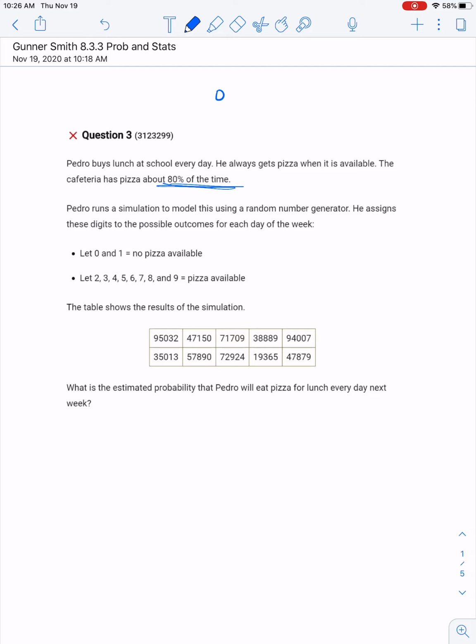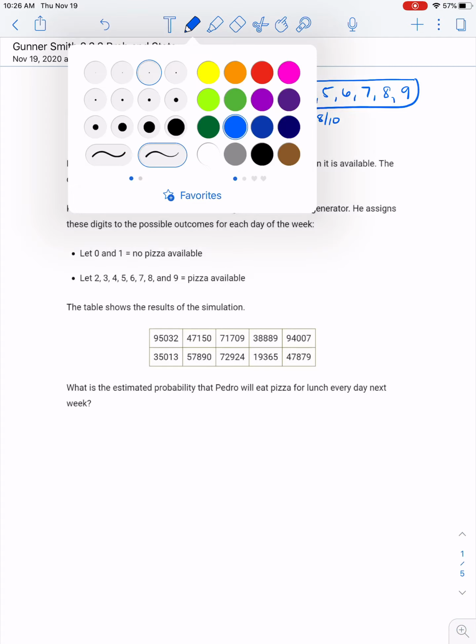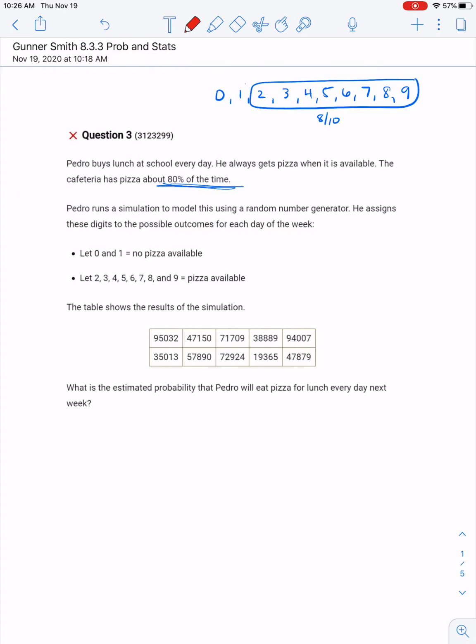The reason they're using all the digits is because there are 10 of them. Let me write them out real quick. If we say 80% of the time pizza is available, that would be 8 out of 10 of those numbers. So 2, 3, 4, 5, 6, 7, 8, 9. That's 8 out of 10, 80% of the time pizza is available. And then the other 2 out of 10, or 20% of the time, pizza is not available. So that's where these numbers come from.